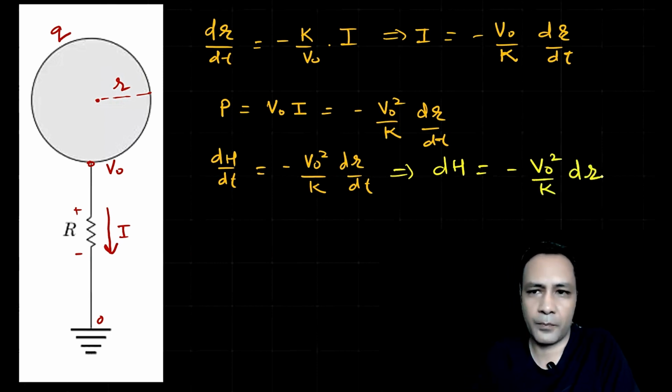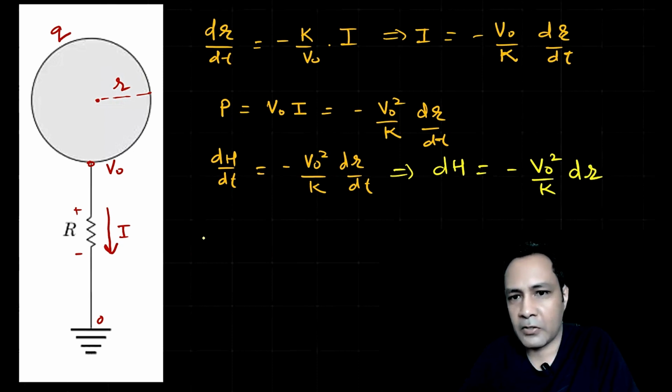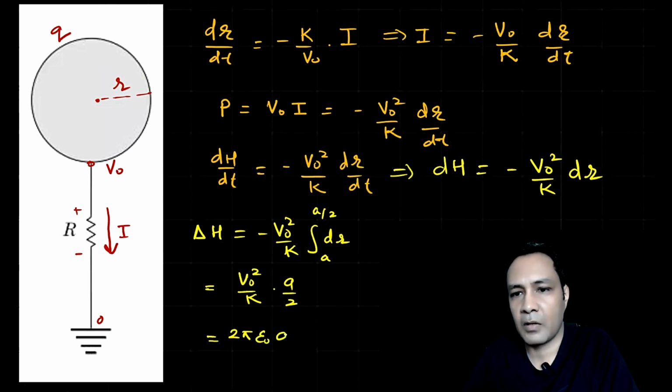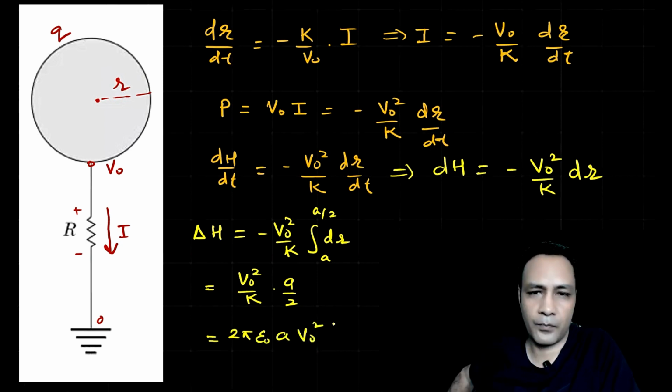Just integrate it. So total heat dissipated is equal to minus V naught square by K integral of dr, and this r goes from A to A by 2. So that will be simply V naught square by K into A by 2, and putting the value of K, we will get 2 pi epsilon naught A V naught square.